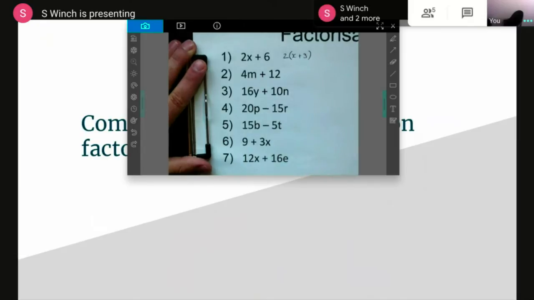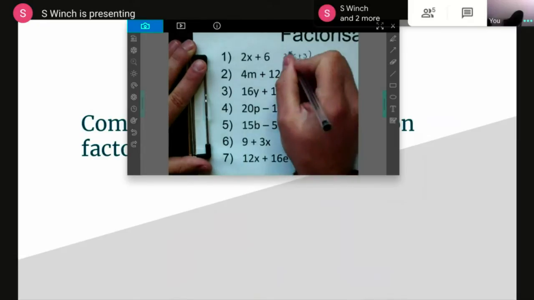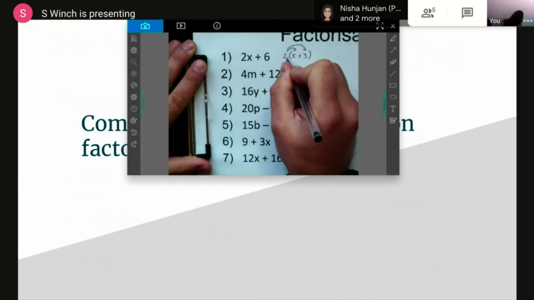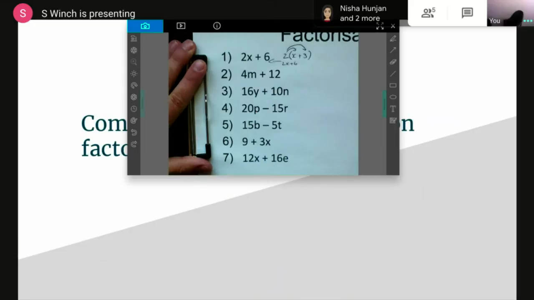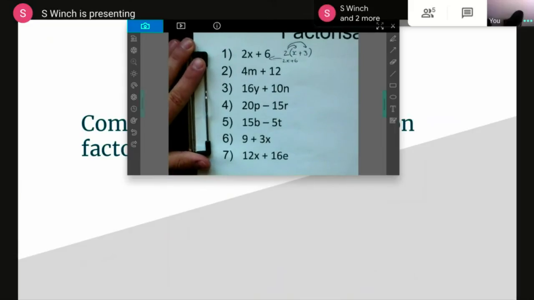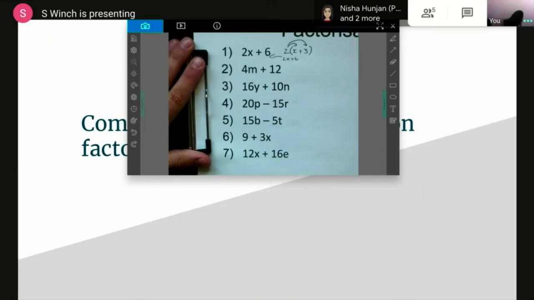So if we just check our answer, we're going to do the reverse, which is expand. So we do 2 times x to give us 2x. And 2 times plus 3 gives us plus 6. And as you can see, that's what we were given at the start. Okay, so remember, factorising and expanding just work hand in hand with each other, and it's just the reverse.